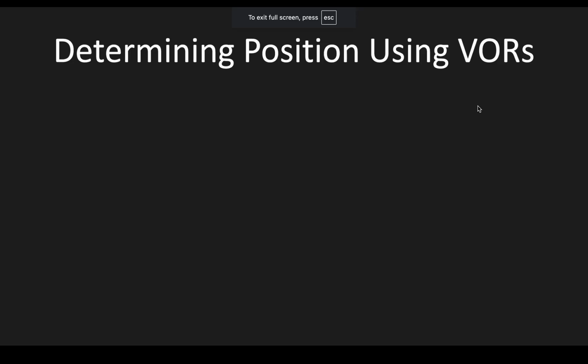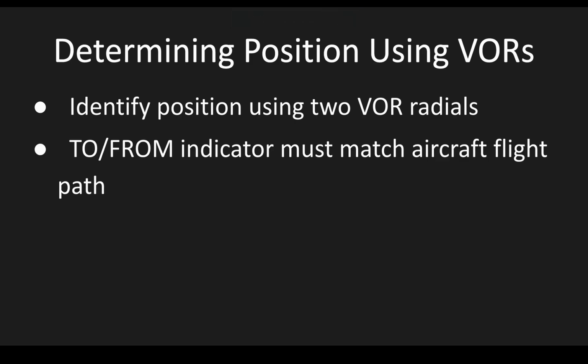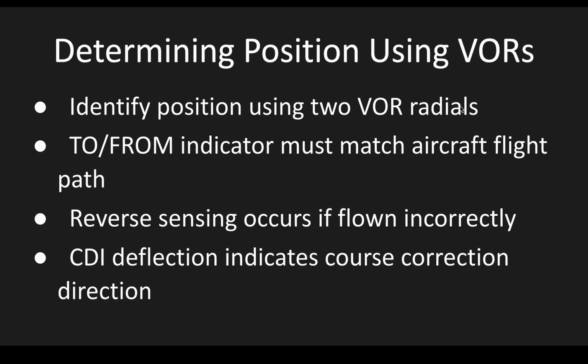Now, there's a way to determine your position using VORs. You could use 2 different radials. We'll talk about that in class. A to and from indicator. We'll talk about that in a minute, how it must match the aircraft flight path. And if you set it up backwards, you could have the wrong position, so you want to make sure you set it up correctly so you don't get reverse sensing. And CDI deflection indicates course correction direction. And we'll talk about that as well.